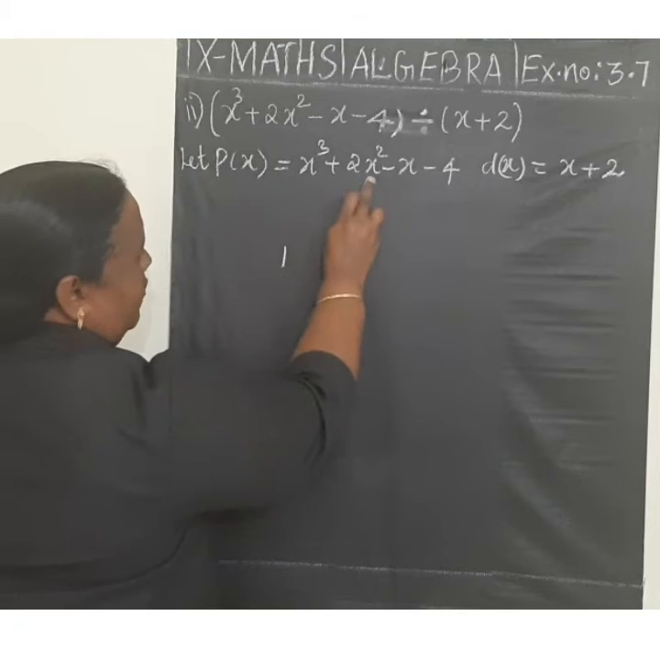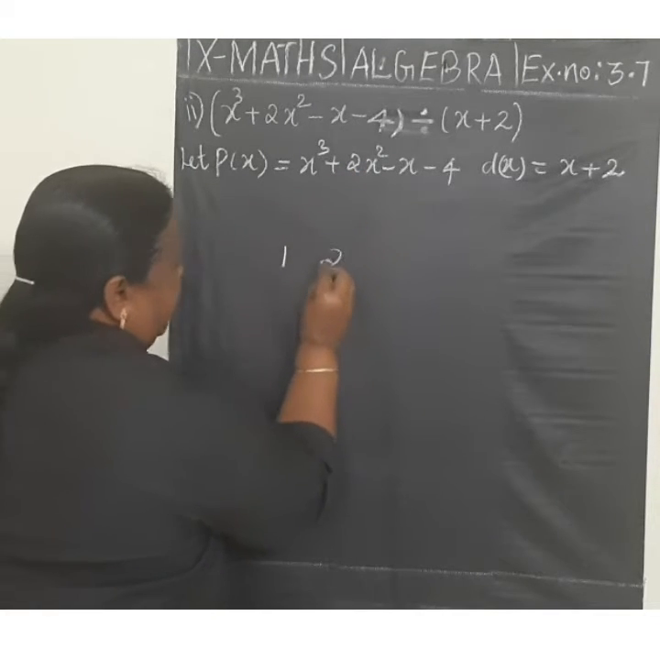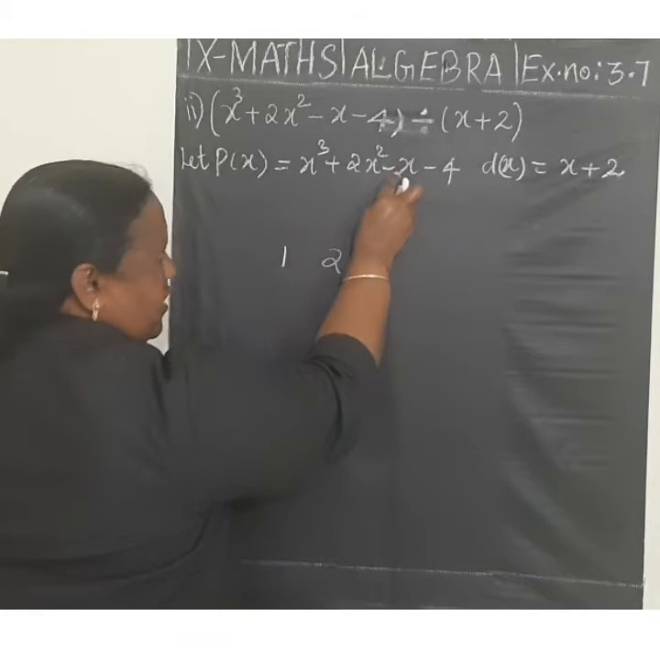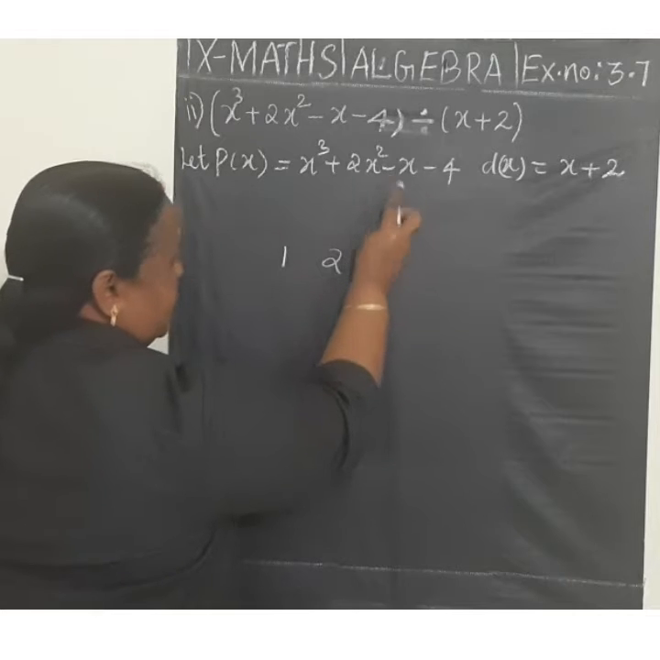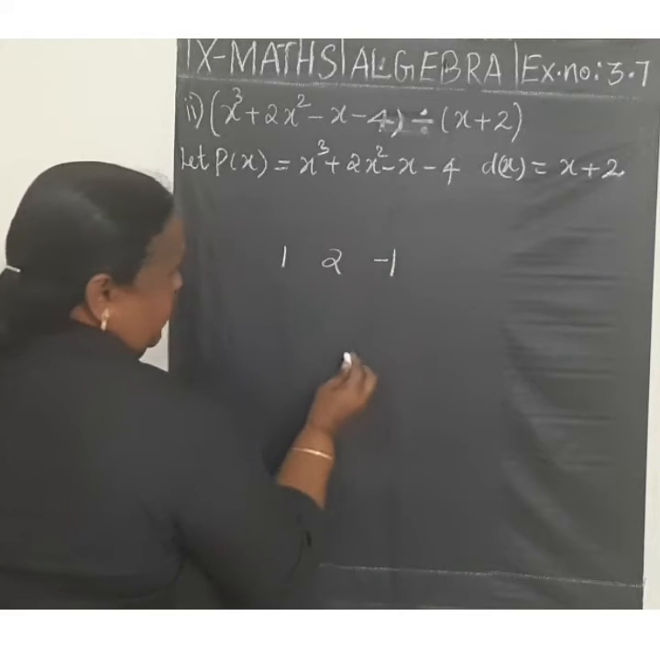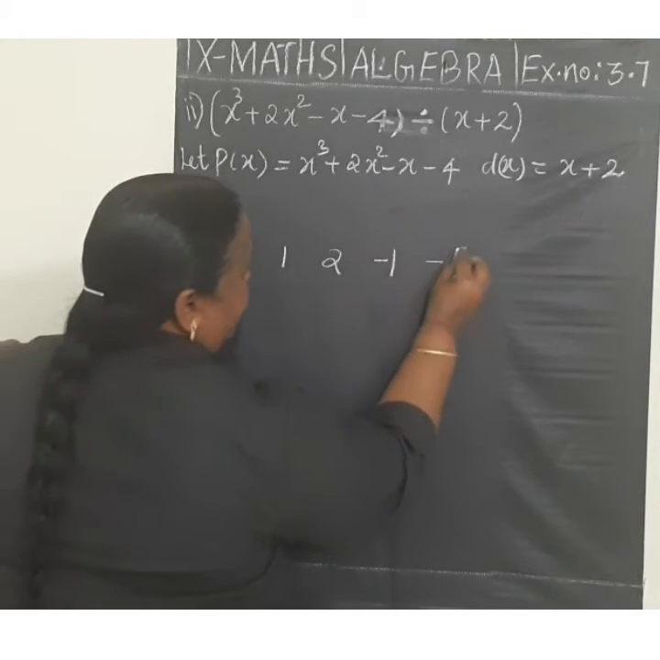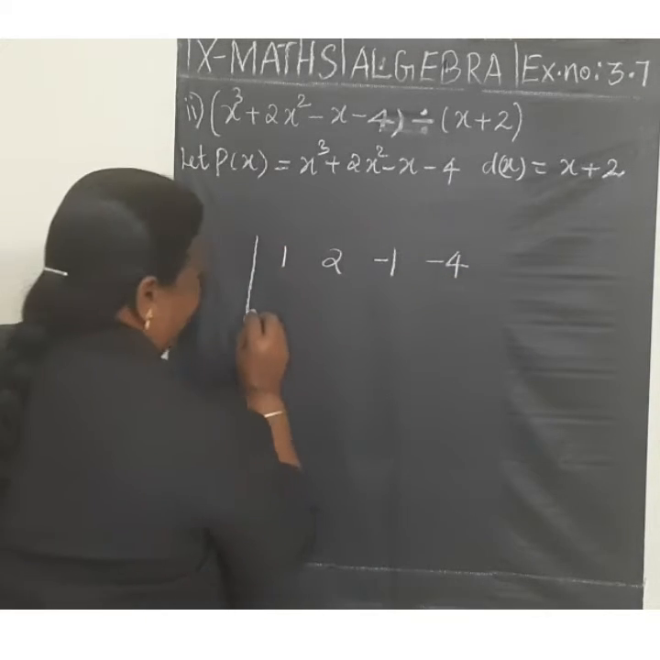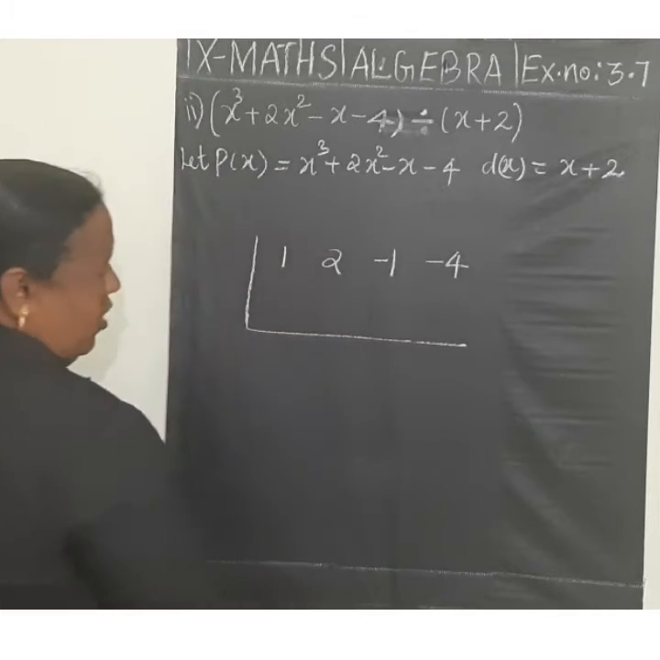Then the coefficient of our x squared is 2. So we have to write here 2. Then for the coefficient of our x, no number is given, so we consider it as 1. Before that a minus sign is there. So minus 1. Then our constant term is minus 4. Then a vertical line and a horizontal line we have to draw.